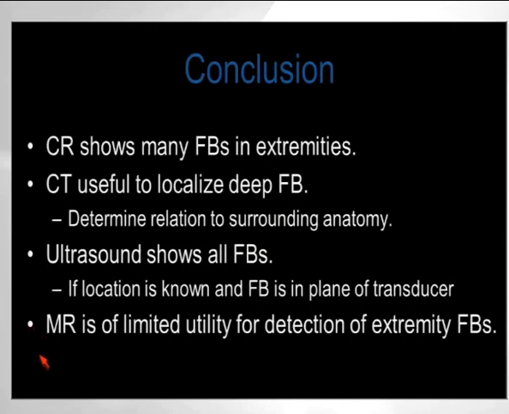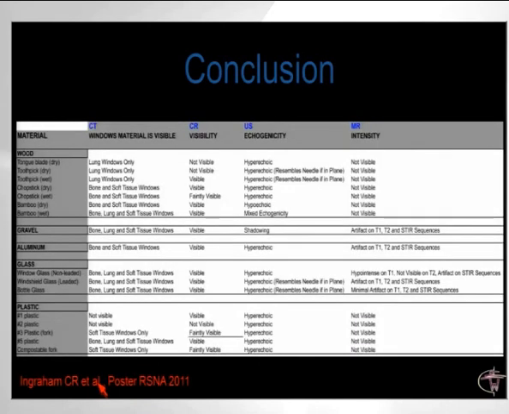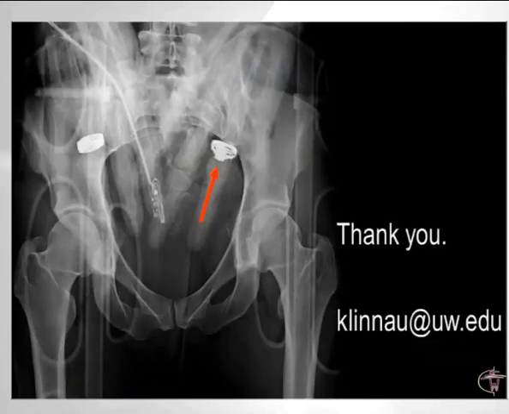In our experience, the foreign bodies that are imaged in the extremities are usually not seen with MR. And you may find our table useful. If you want to use one, email me, and I will send you a PDF of it.